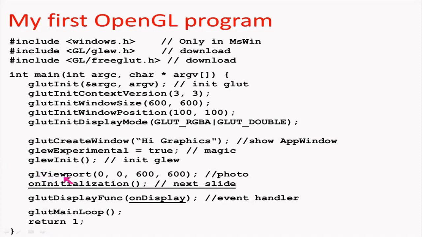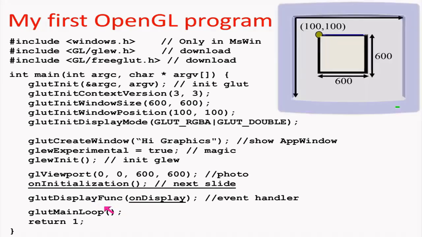glViewport sets the render target, which is just a rectangle inside the application window. onInitialization is our custom initialization function that will be discussed on the next slide. The remaining functions register event handlers and start the message loop. For the time being, only onDisplay is relevant, which is called whenever the application window becomes invalid. We use this function to render the virtual world, which consists of a single green triangle directly given in normalized device space.